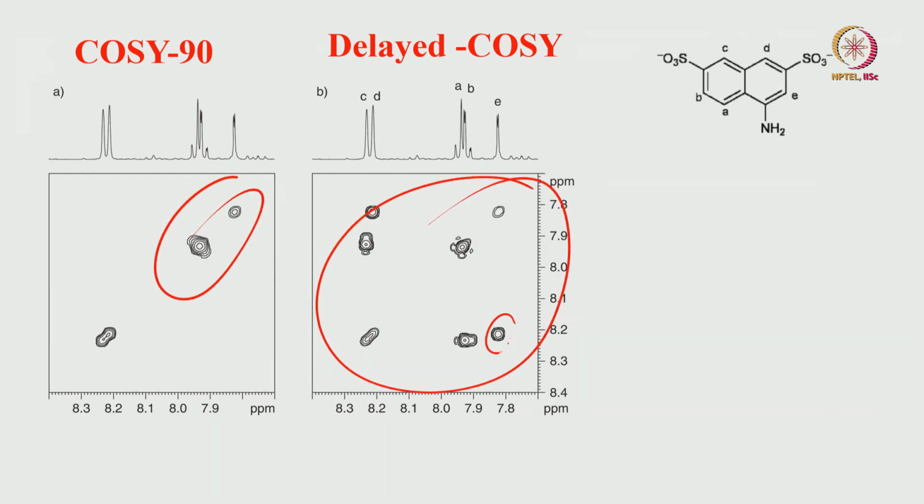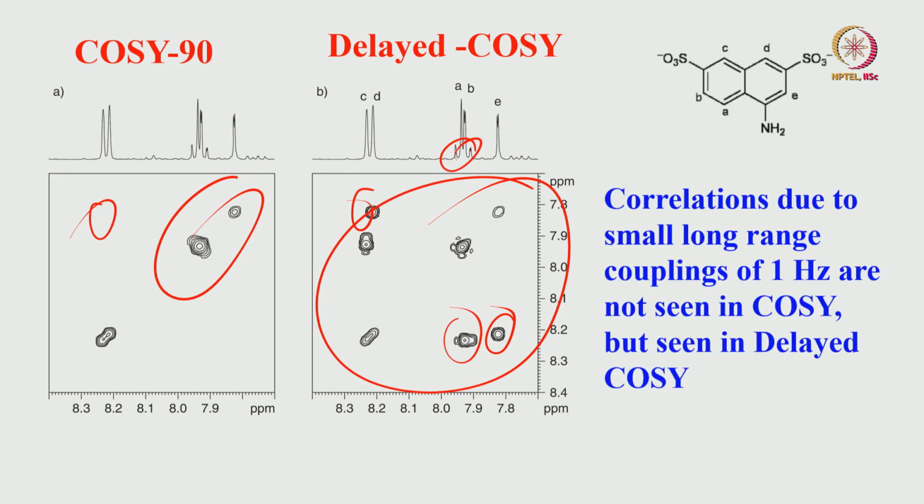See some of the peaks here which you are not seeing in the COSY, we are able to see them because there are small couplings here which are not resolved in the COSY. This is the delayed COSY. So correlation due to small long range couplings of less than 1 Hz or 2 Hz can be easily detected. So this is what I just wanted to tell you.